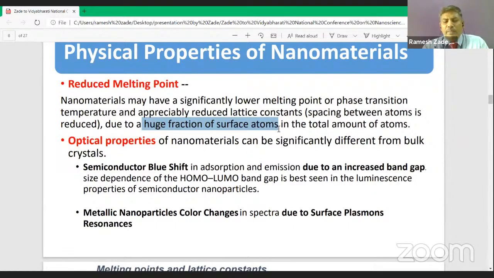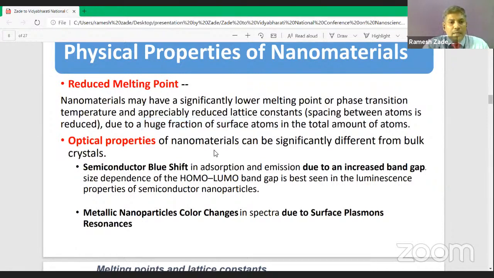Now melting point is a kind of physical property which depends on interatomic or intermolecular attraction, and because of the increase in the surface energy of this nanoparticle, this material can sinter, or you can say melt, very fast. So even below its normal melting point, the nanomaterial can undergo melting.